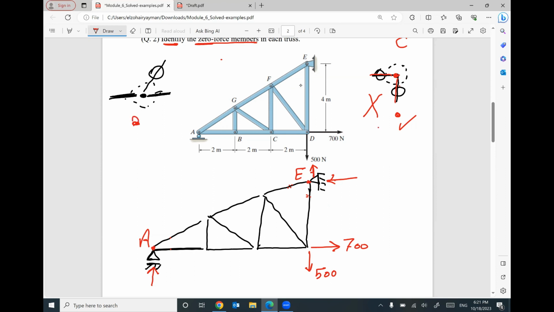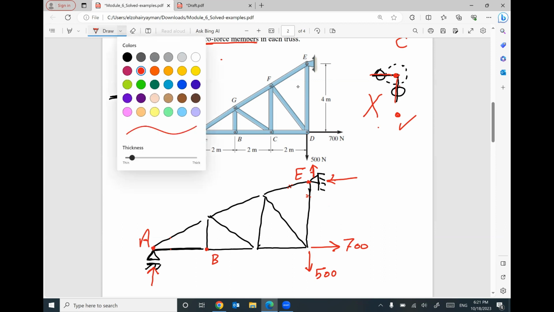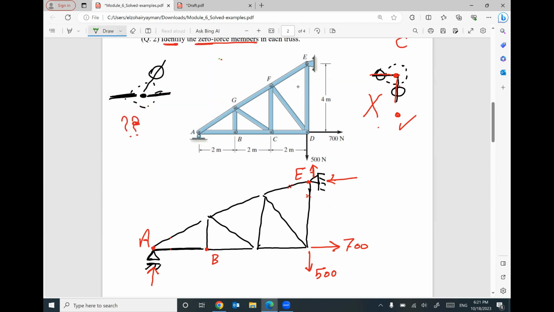Let's try to find this case. Do you have a joint with three members, two of them collinear, and no external force at this joint? I think yes. We have this joint, joint B. Make sure the conditions are satisfied. At this joint, we have three members, two of them are collinear, no given force, no reaction. The third member will be zero. So I can circle this member.